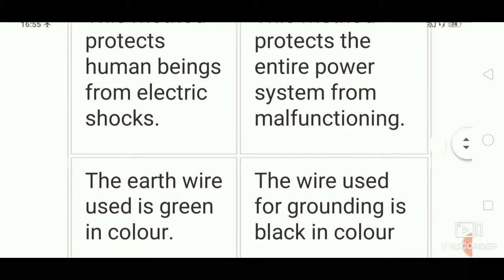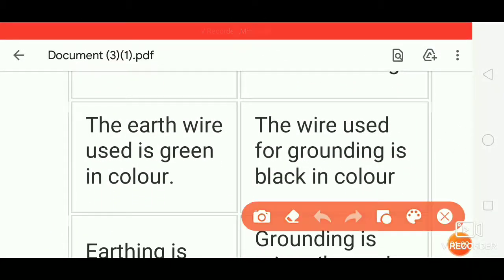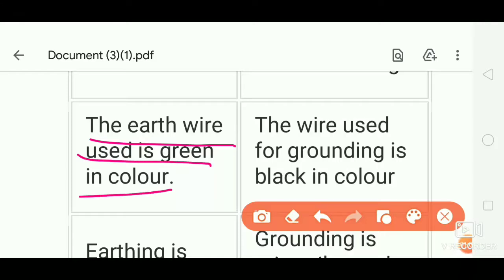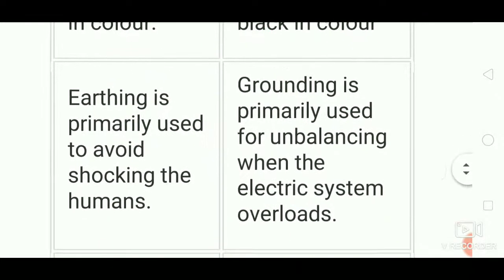The next difference between earthing and grounding is the color of the wire. The earth wire is green. When we use earthing, we use only the green color, and for grounding, we always use the black color. So the wire used for grounding is black, and the wire used for earthing is green. This is another difference between earthing and grounding.